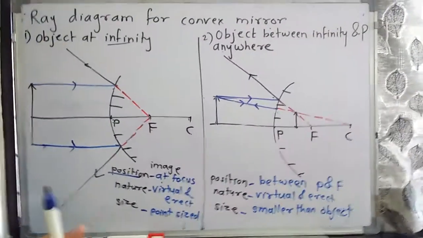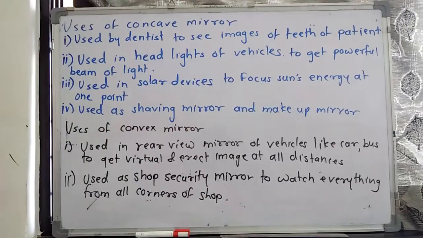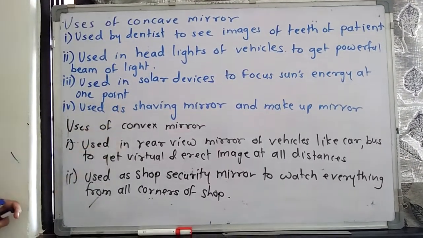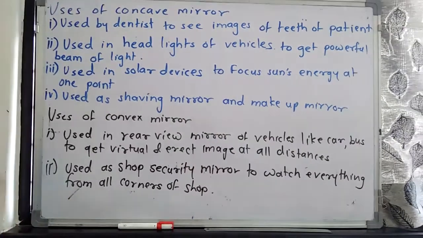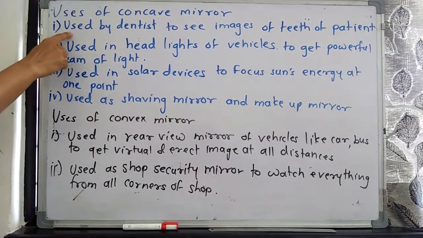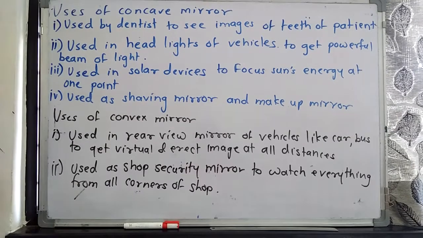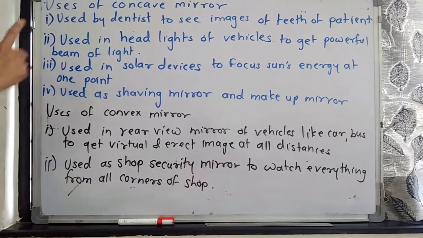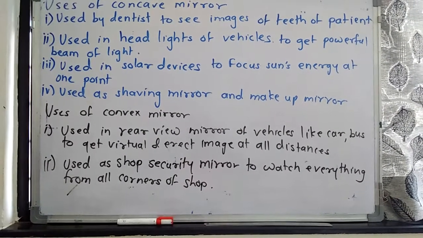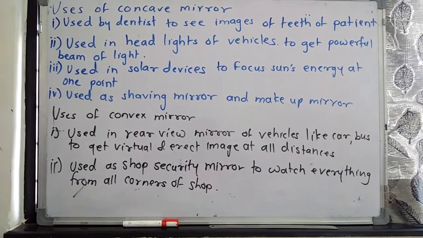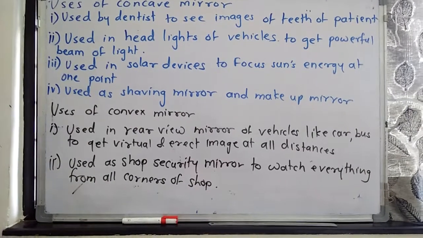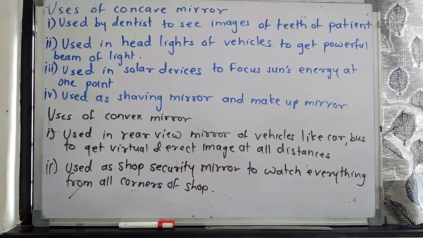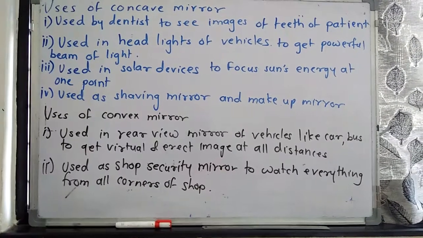Now we are going to see the uses. Now uses of concave mirror and uses of convex mirror. So there are many uses of concave mirror. So first, concave mirror is used by dentists to see the image of the teeth of a patient. In this case, the doctor will use the concave mirror and he will get the virtual and erect image of the tooth. Then it is used in the headlights of vehicles, and it is also used in torches to get a powerful beam of light.